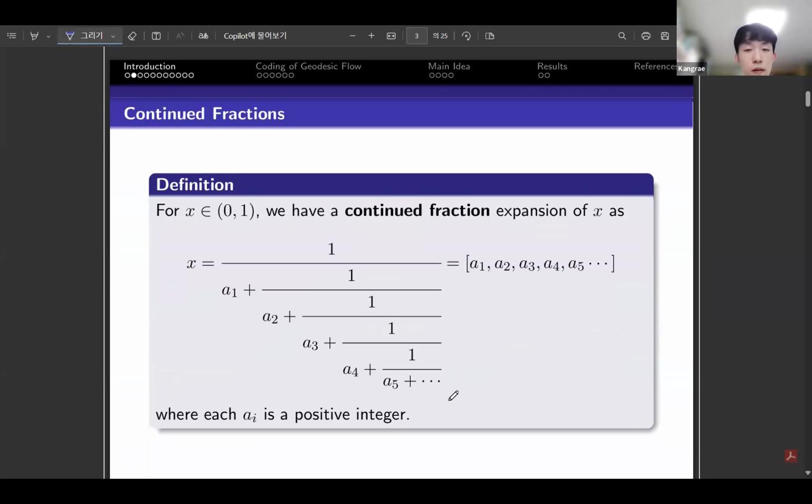So here is the definition of continued fractions. Let X be a real number between 0 and 1. And this X can be expressed as follows. When I say [a1, a2, a3, ...], this means the continued fraction expansion of X. So X can be represented by a sequence of positive integers, a_i.